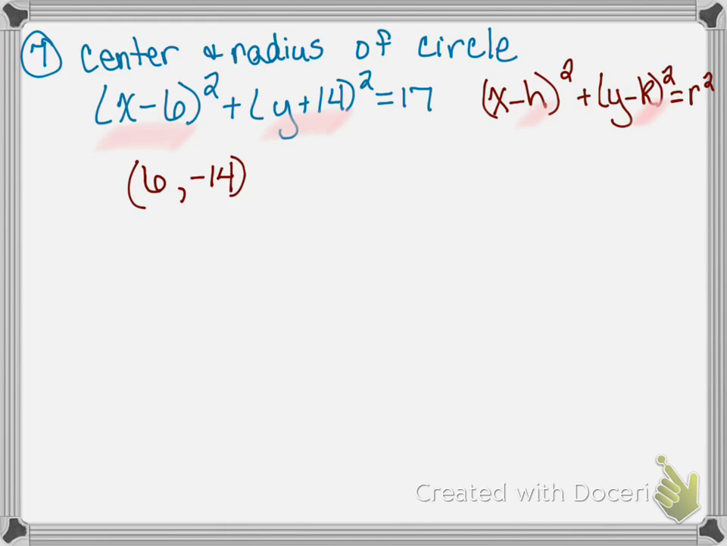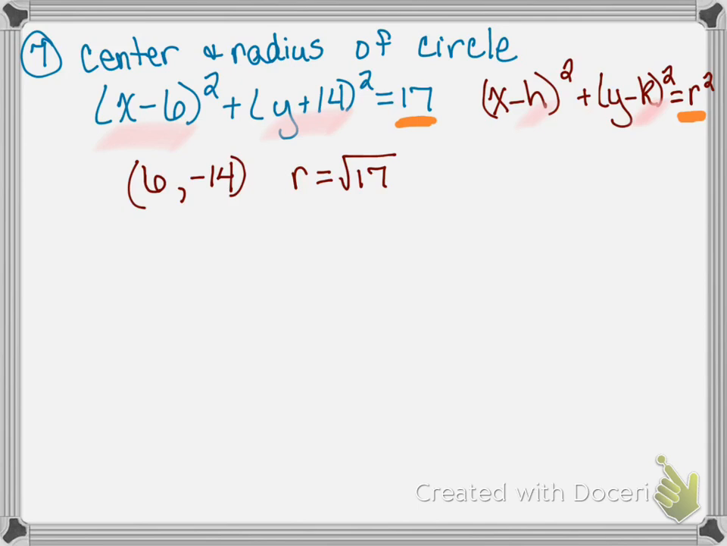Now, remember, in our formula, our radius is squared. So when I have in my formula x minus 6 squared plus y plus 14 squared equals 17, we have to remember that that 17 is my radius squared. So in order to get the radius of this, we have to take the square root of that 17. So the center of our circle is 6, negative 14, and the radius is the square root of 17.